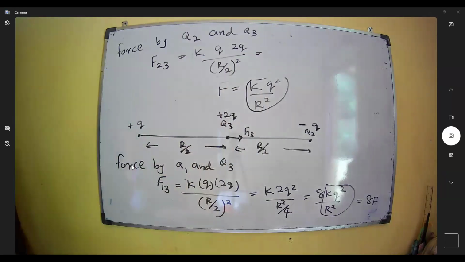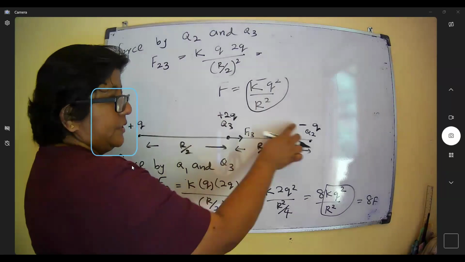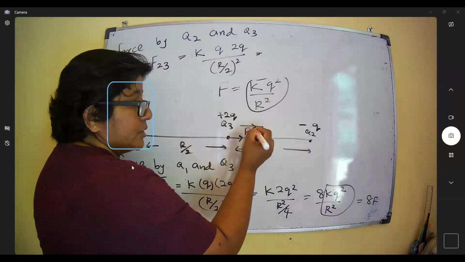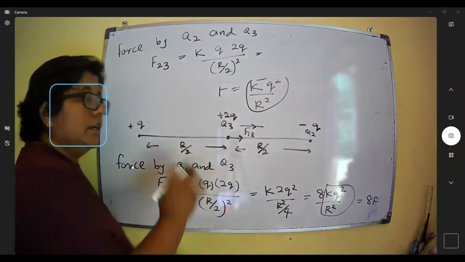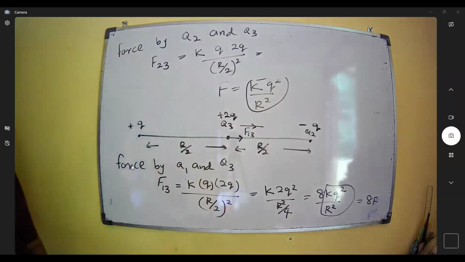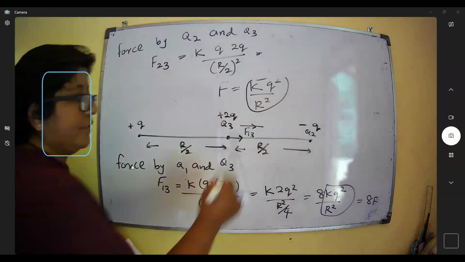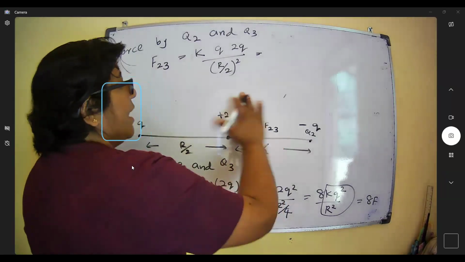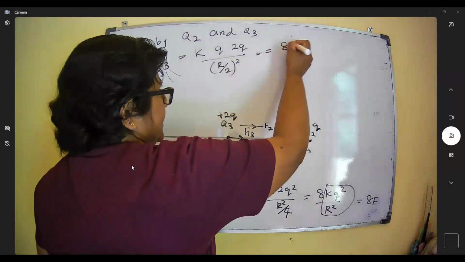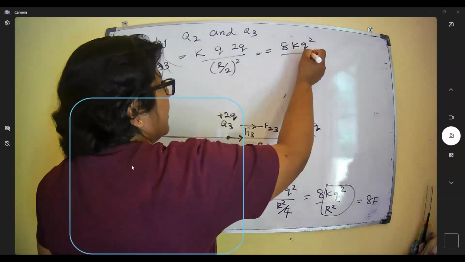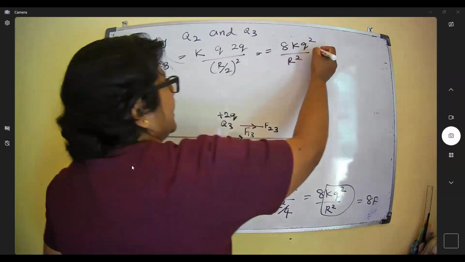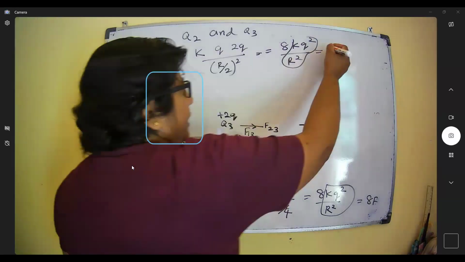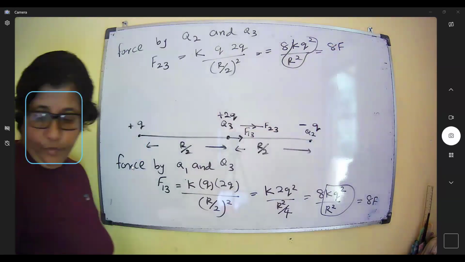Now the direction. What's the direction? This charge is positive and this is negative. We know between these two there is an attraction force. The direction of the force is left hand side. F13 also left. F23 is also left hand side. Then we can find the value. This is also equal to 8kQ squared divided by R squared. So again we know kQ squared over R squared is the original force between Q1 and Q2. This is also equal to 8F, right?